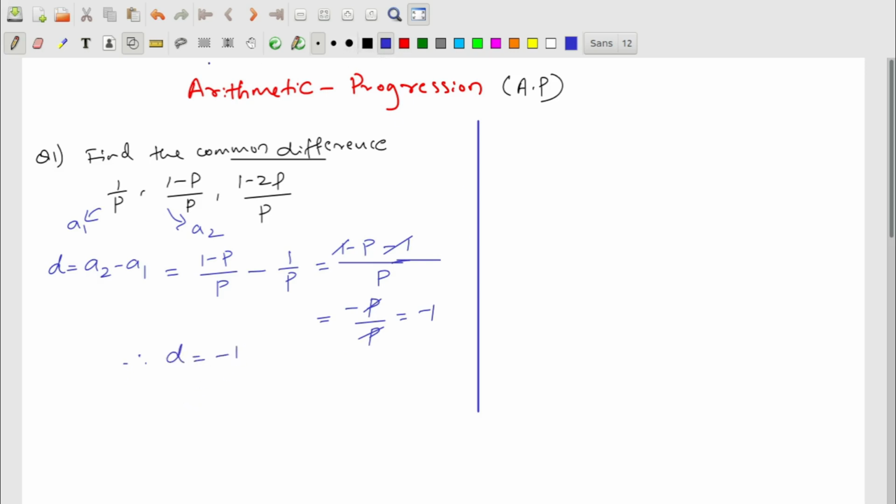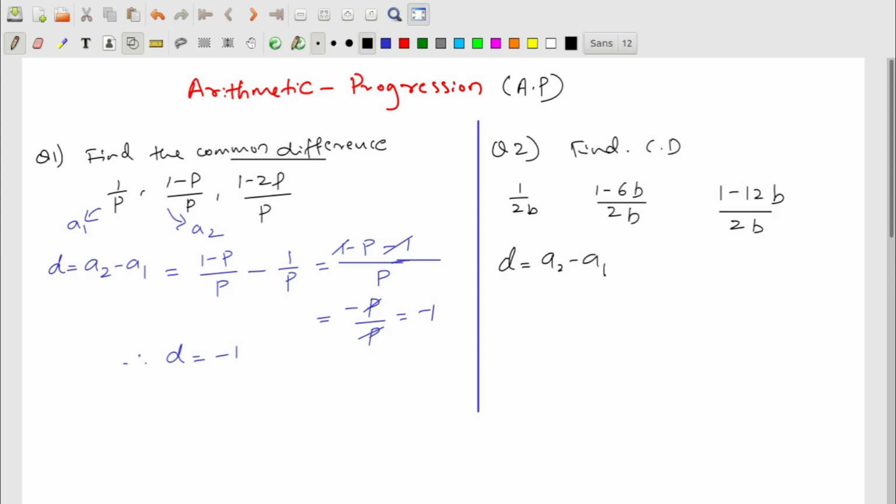Okay, let me take one more question. I will take a similar question. Here again find the common difference, but the series given here is 1 by 2b the first term, then we have (1 minus 6b) divided by 2b, and then we have (1 minus 12b) divided by 2b, right? Again we know it is an AP. We need to just find the common difference, right? So again the common difference D is equal to A2 minus A1. We don't need the third term, just stick to the first and second term.